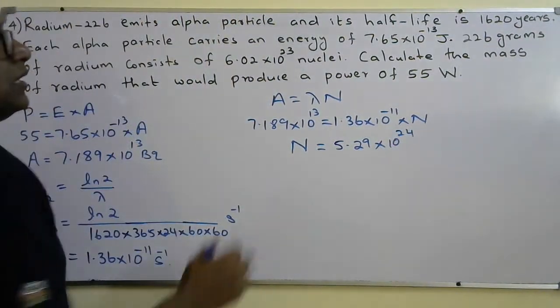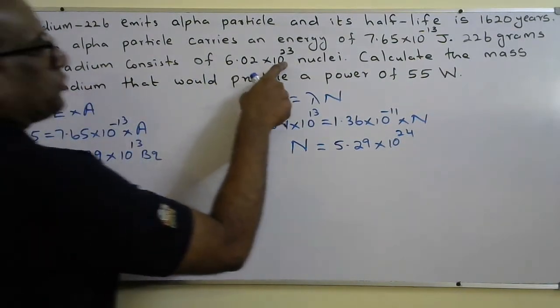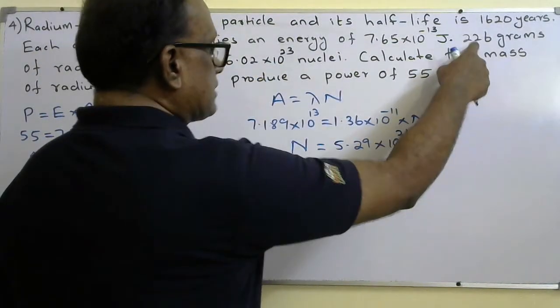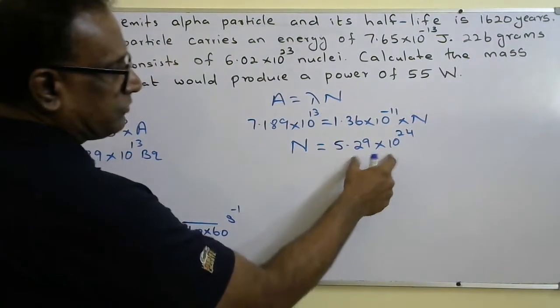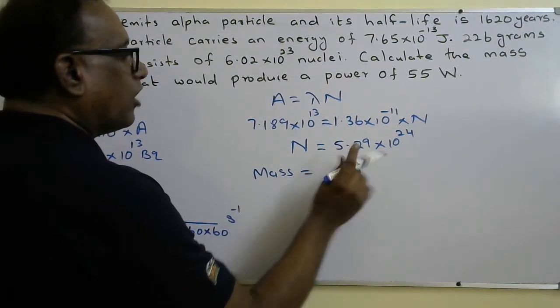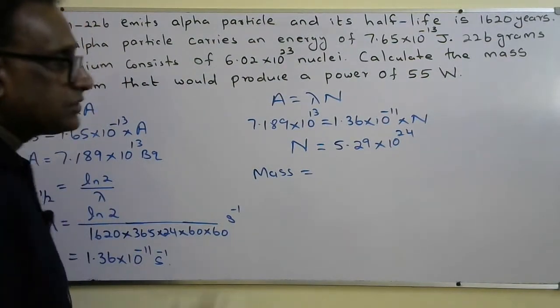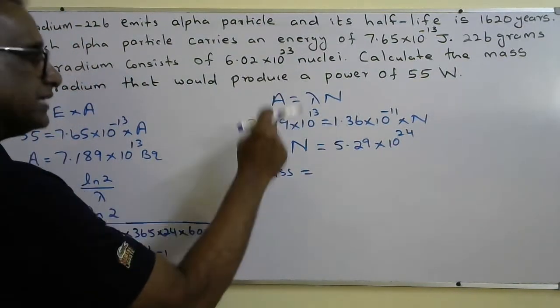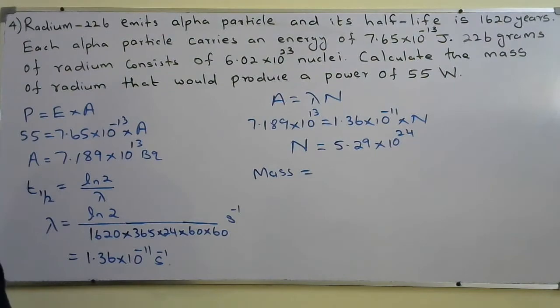Okay, so 6.02 × 10^23 nuclei has this mass. How much is the mass of this number of nuclei? So the mass of this many nuclei, we need to find it, because this many nuclei are required to have this activity, to have this power. So we need to find the mass.